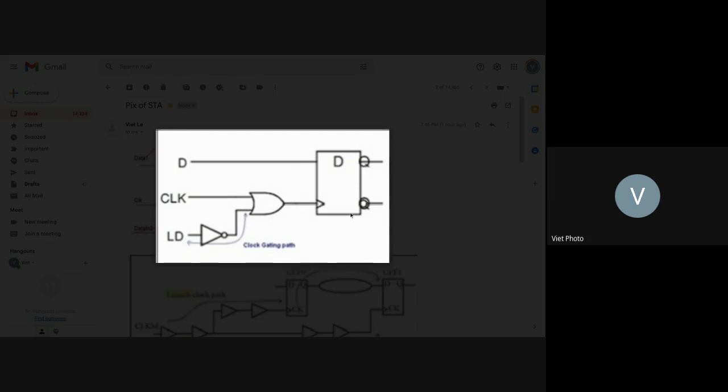If it doesn't switch, it means there is no switching power. That's how it controls the switching power. So you stop this clock coming in, that means this one doesn't switch, and has no power consumption. But if this one doesn't switch, it means that this one doesn't work, right?